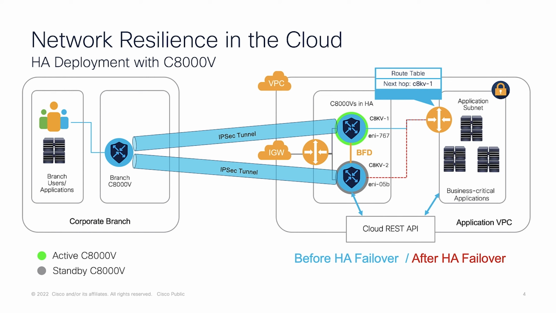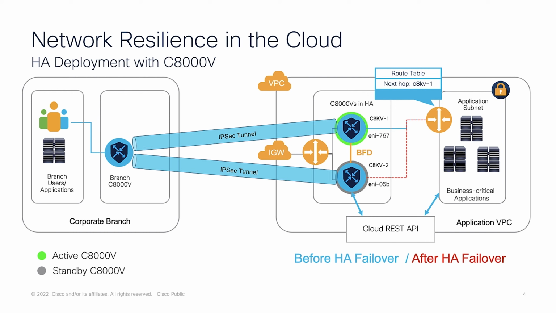to the AWS REST API, and AWS will update the route table once again in our application subnet to the IP address of c8KV1. And you can see that on the top where the blue rectangle is. And then once the route table is updated again, traffic will return back to its original path with minimal interruption.